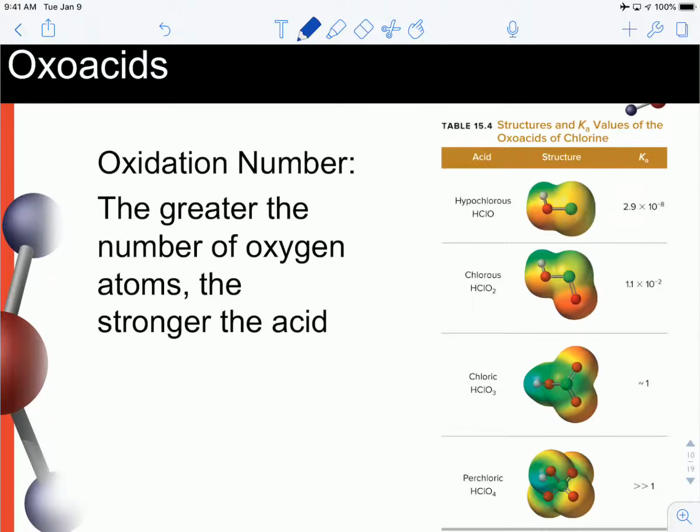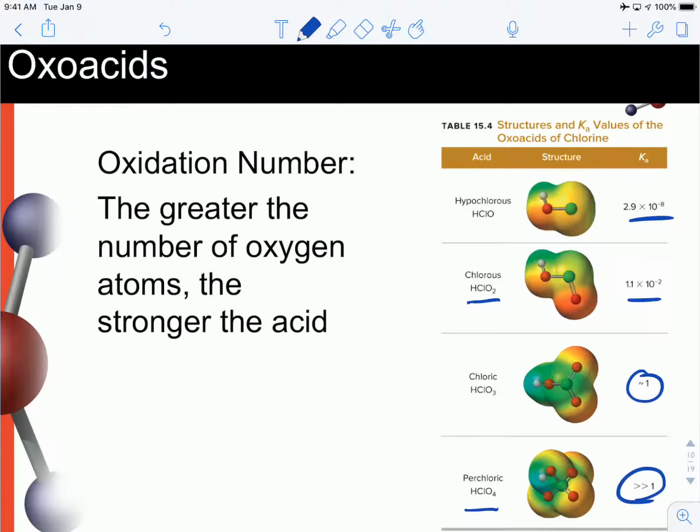Here are some oxoacids, and one of the keys here is oxidation number, which was introduced in Gen Chem 1, but we'll come back to it in Chapter 17. The greater the number of oxygen atoms, the stronger the acid. You see here, based on the Kas, HClO4 is a strong acid. HClO3 is not considered a strong acid, but it's pretty darn strong. This one here is a weak acid, and this is an even weaker acid.